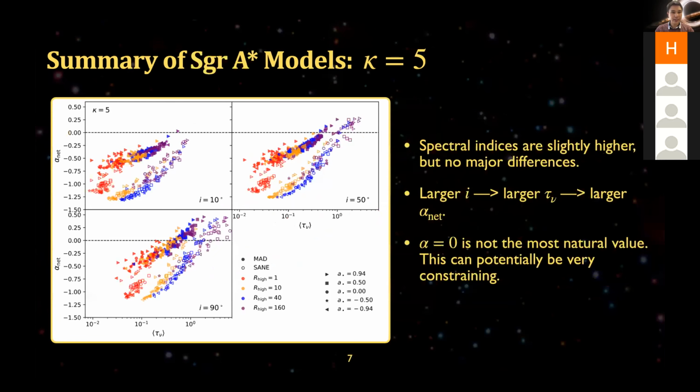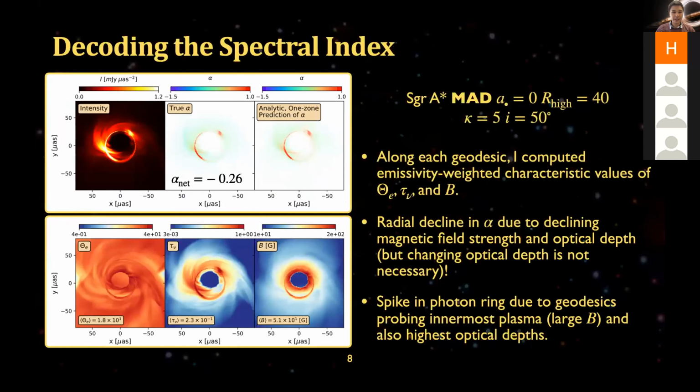Okay, if that's possible. Sagittarius A star is not very different. Here we have these 3 different inclinations. It's slightly more positive, but that's about it. And it turns out that alpha of 0 is actually not the most natural value, especially if you believe that Sagittarius A star is face on, as some people do from the infrared. So this can be potentially very constraining.